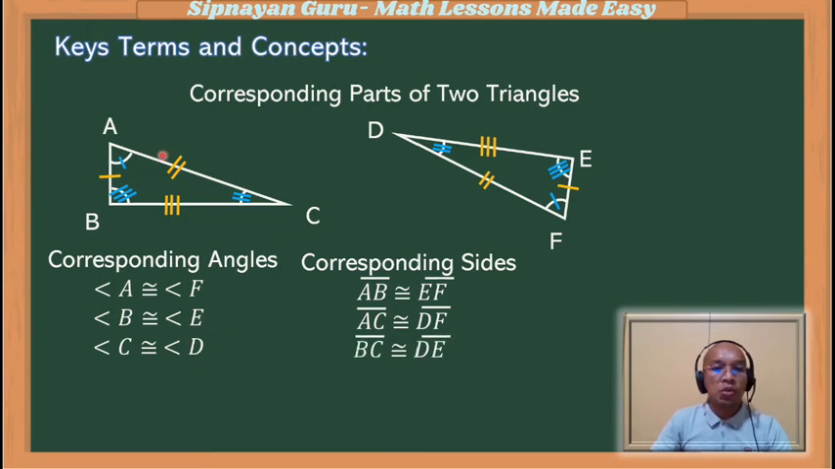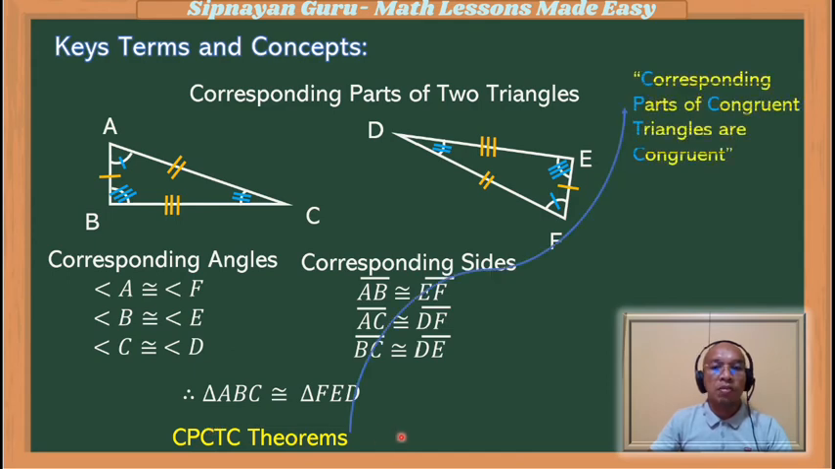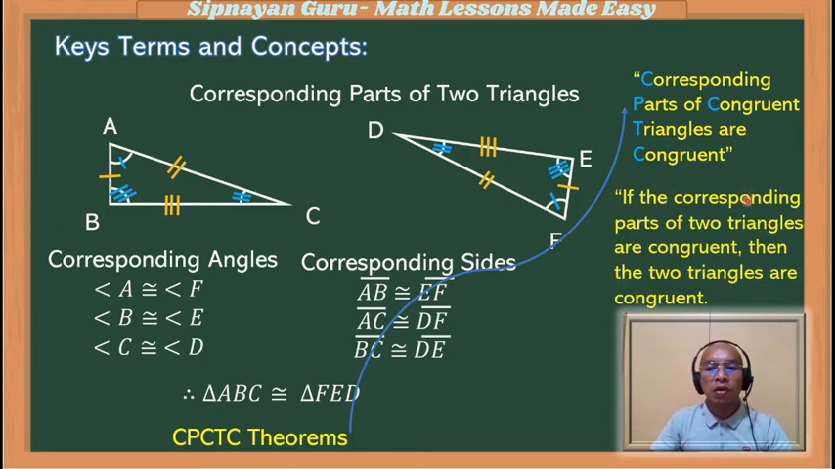As you can see, these two triangles are congruent. When the two triangles are congruent, the corresponding parts are also congruent. And we call it the CPCTC theorem, which states that corresponding parts of congruent triangles are congruent. In a conditional form, if the corresponding parts of congruent triangles are congruent, then the two triangles are congruent.